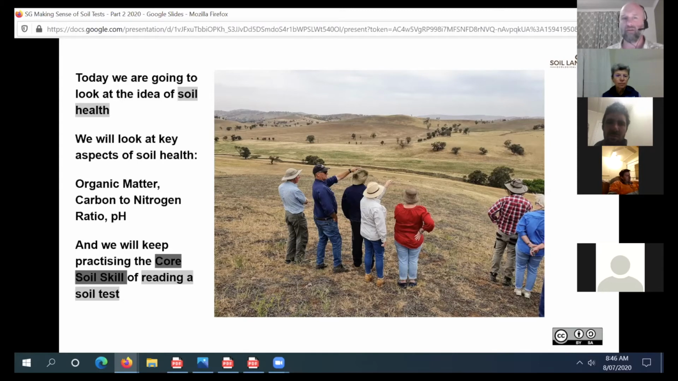So soil health, using your soil test to assess soil health, is probably more important than using it for nutrient management, because you can have all the nutrients in the world, but if you haven't got plant roots growing, they're not going to access those nutrients, if that kind of makes sense. So let's jump in and have a look at soil health.